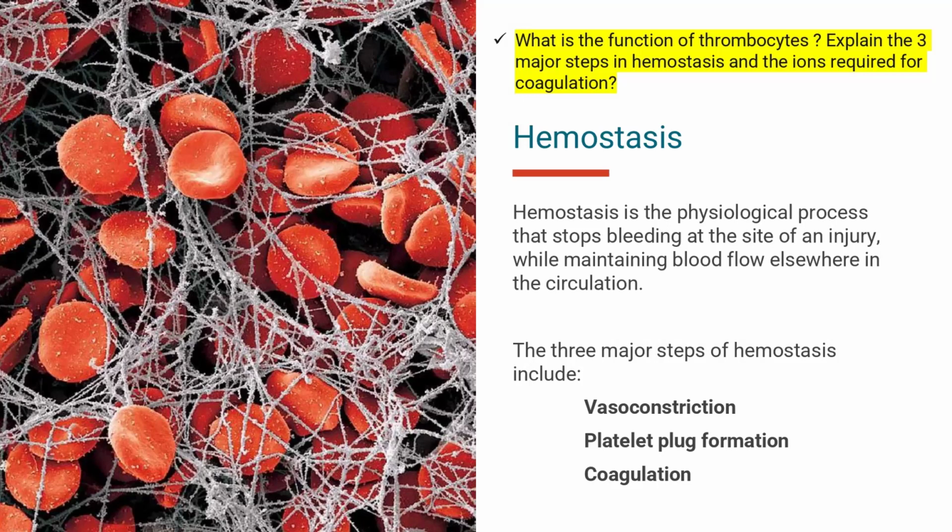The three major steps of hemostasis: if I have an injury to my skin, a cut in my skin or blood vessel, then I have a wound. What is the first thing that happens, or the first reaction? Vasoconstriction. Vasoconstriction. Why?